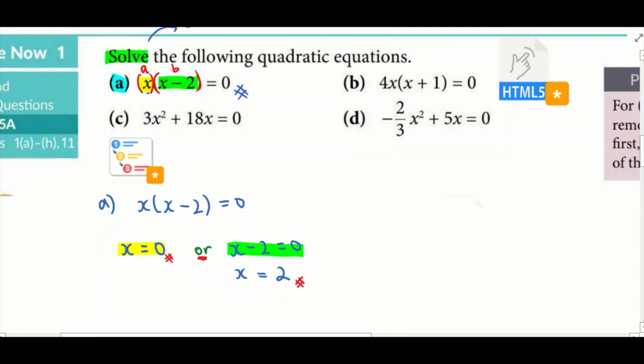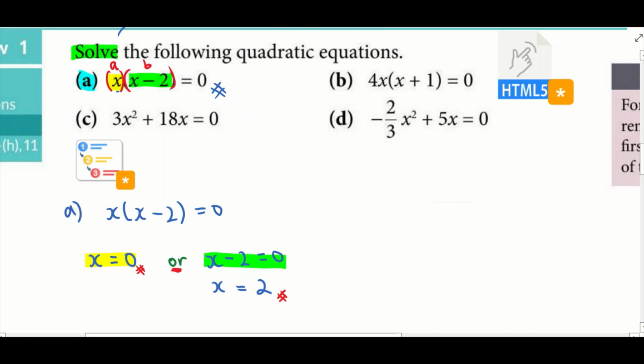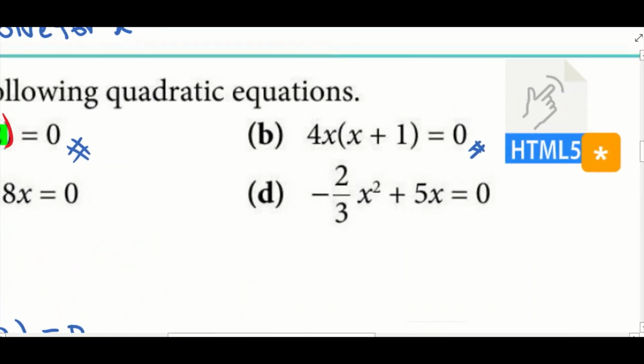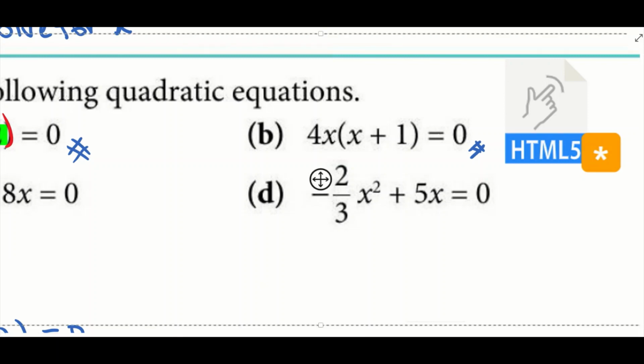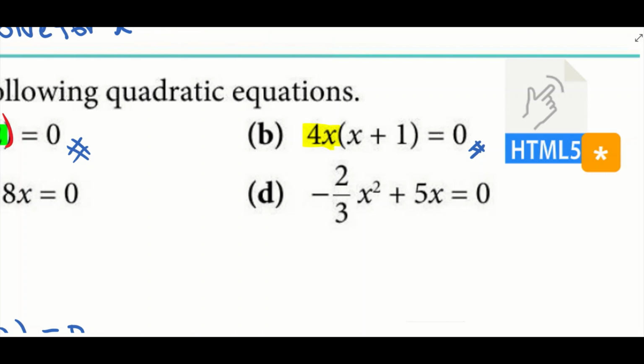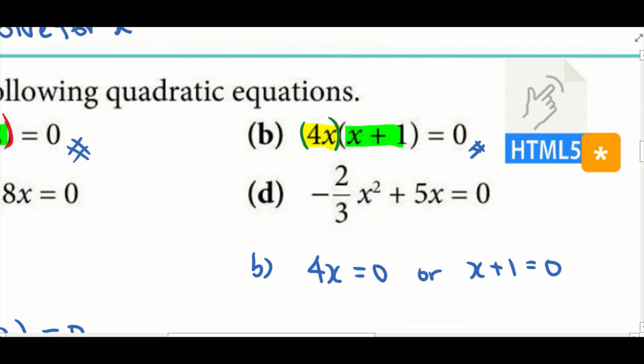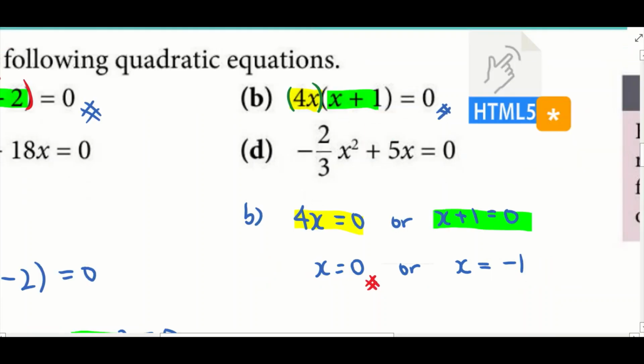Now let's look at the other one. 4x times (x plus 1). Can you see two brackets? First of all, we take a look slowly. Don't give me the answer first. You tell me who can be 0. x? Actually, it's 4x. Take the whole thing. This can be 0 or x plus 1 can be 0. Either 4x equals to 0 or x plus 1 equals to 0 by zero product rule. So I have two answers, 0 or negative 1.